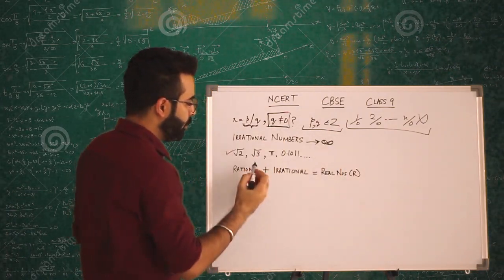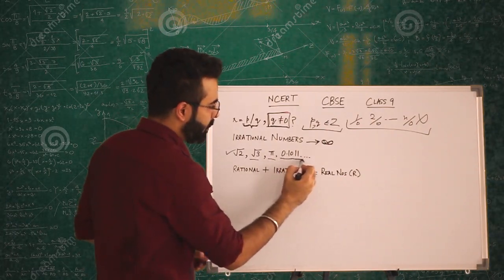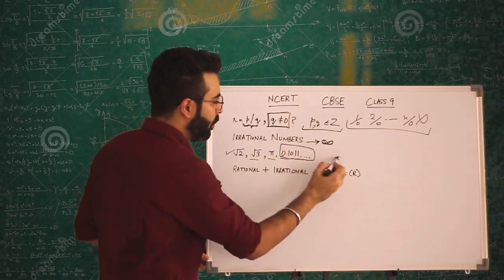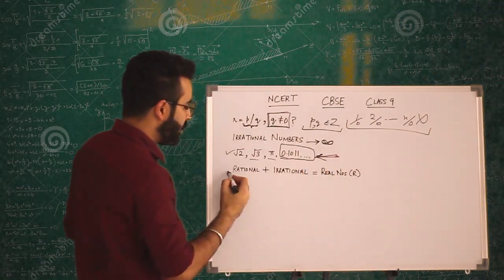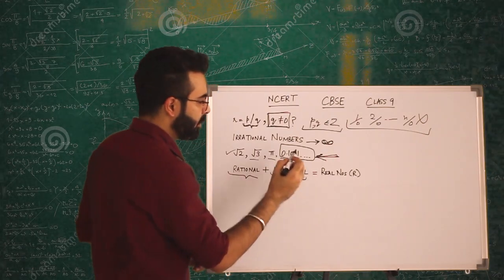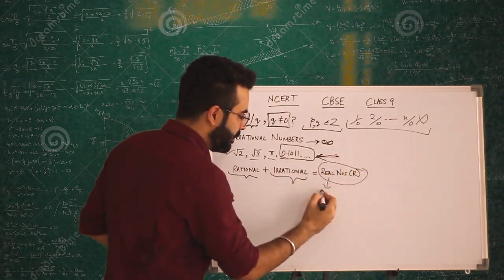Now square root of 2, square root of 3, pi, 0.0100, which is a non-terminating decimal, all of these are irrational numbers, and there are so many more. Now rational numbers plus irrational numbers together make up the set of real numbers, and this set is represented by capital R.